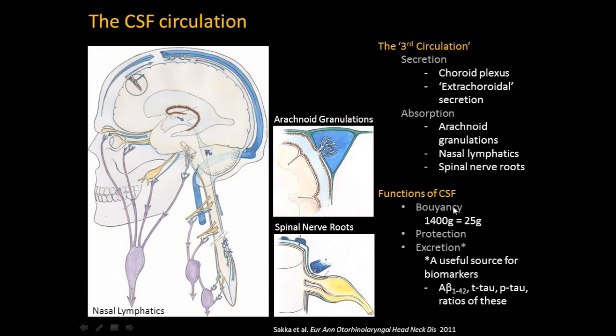Now, the function of CSF is, when you look it up on Wikipedia, you get three main functions, right? So one is buoyancy.